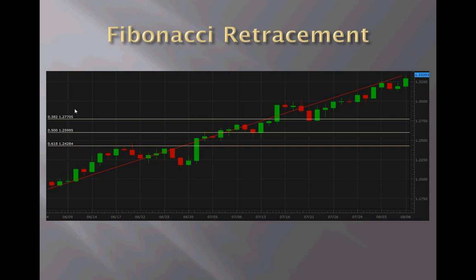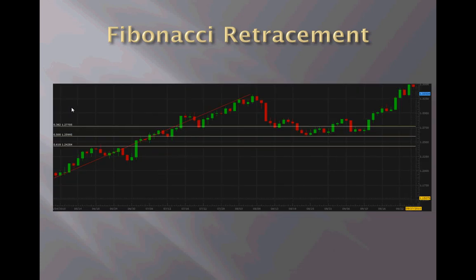Uptrend. Here the Fibonacci levels were plotted by clicking on the swing low and dragging the cursor to the swing high. The software magically shows you the retracement levels. Now, the expectation is that if the euro-dollar retraces from its recent high, it will find support at one of the Fibonacci levels, because traders are placing buy orders at these levels as the price pulls back.